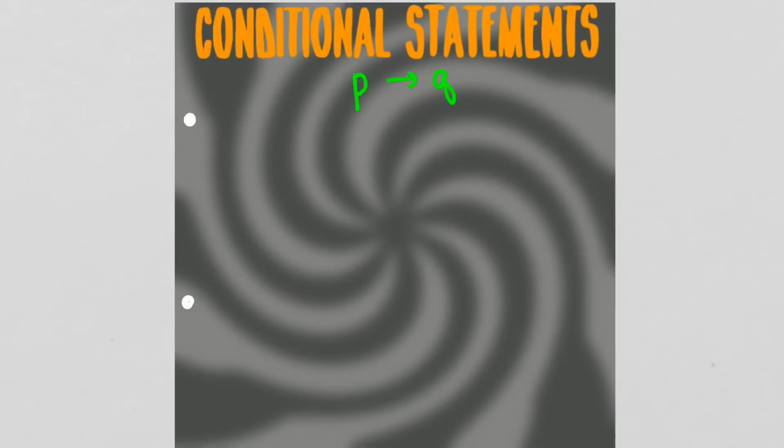The first thing I really need you to associate with conditional statements is this weird little statement below it. It says P arrow Q. You'll know what P and Q are in just a second. So you first need to know that a conditional statement is an if-then statement. So if this, then that.